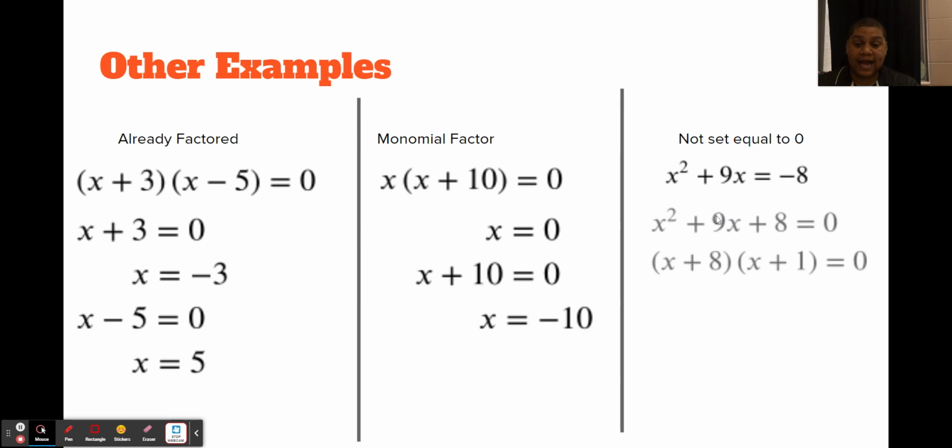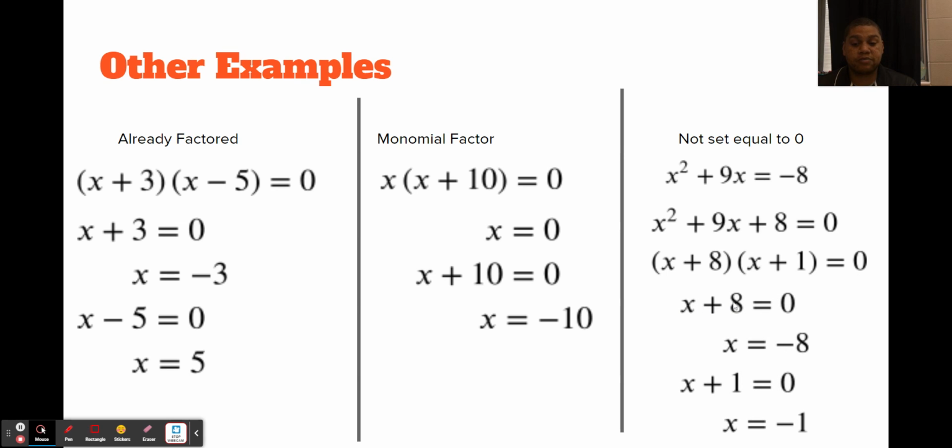So we're going to start by adding 8 to both sides, right? So we get x squared plus 9x plus 8 equals 0. And then Magic X, x squared plus 9x plus 8. I didn't bother Magic X-ing it, but take my word for it. It comes out as x plus 8 times x plus 1 equals 0. And then set each factor equal to 0. X plus 8 equals 0. Subtract 8 from both sides. X equals -8. X plus 1 equals 0. Subtract 1 from both sides, x equals -1, okay?